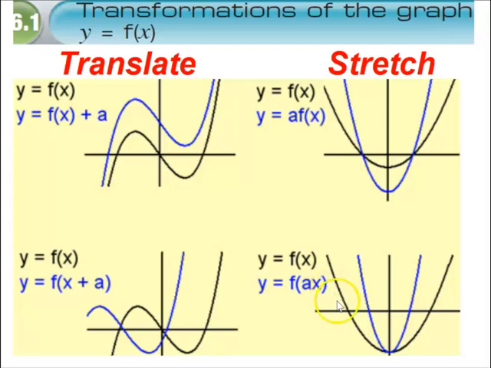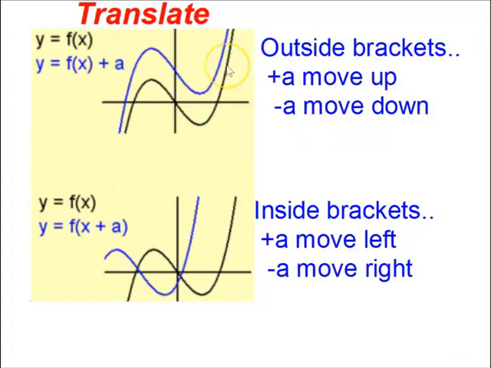So the original function is y is equal to f of x, so that's the black curve. And this time the x has been multiplied by a, so some positive value a. And we can see that the graph has been stretched going inwards this time. So it's gone skinnier. And notice that the minimum points are the same, whereas with the graph above, the minimum points were different.